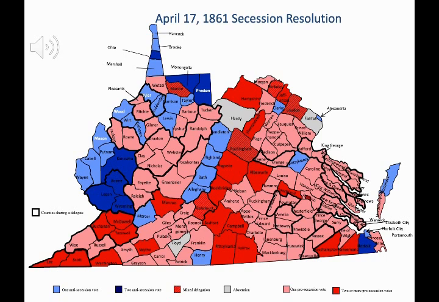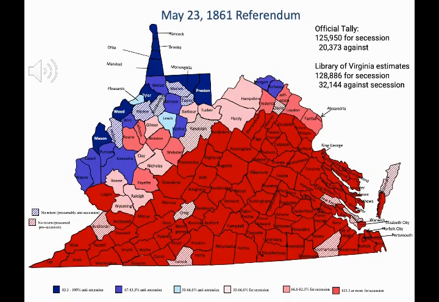The question was sent to the people of Virginia to have a direct referendum, and that referendum took place on May 3rd. The results by county are listed on the slide here on the map. The dark red are counties that voted 83.3% or greater in favor of leaving the Union. The ones that are a lighter shade of red or a dark shade of pink are ones that voted between 66% and 83% to leave the Union.